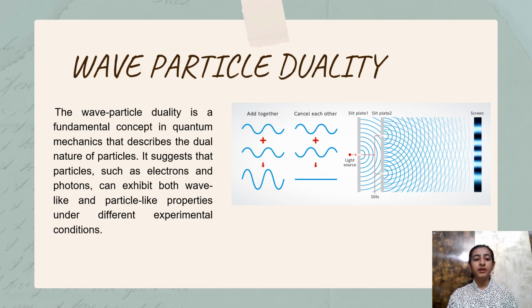Wave-particle duality. The wave-particle duality is a fundamental concept in quantum mechanics that describes the dual nature of particles. It suggests that particles such as electrons and photons can exhibit both wave-like nature and particle-like properties under different experimental conditions.